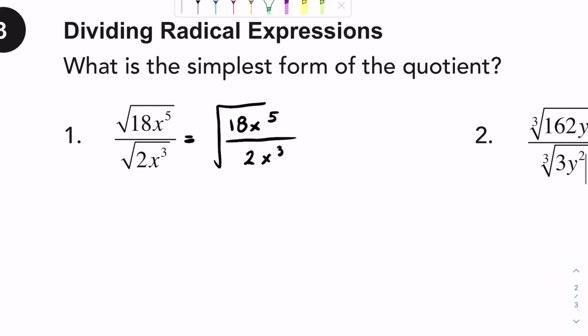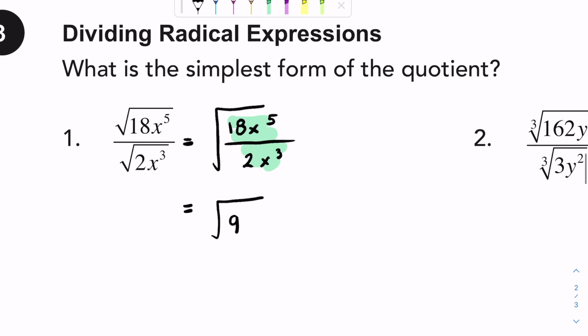Now I'm going to simplify that fraction that's underneath the sign. I know that 18 divided by 2 leaves me with 9 in the numerator. And x to the 5th divided by x to the 3rd, well, you eliminate your exponent of 3, and the exponent of 5 becomes 2. 5 minus 3 is 2. So in the numerator, we're left with x squared. Our denominator is just 1, which we do not need to write.